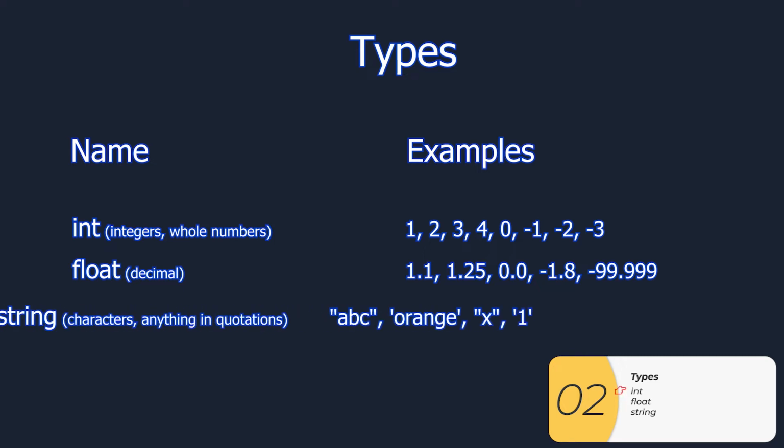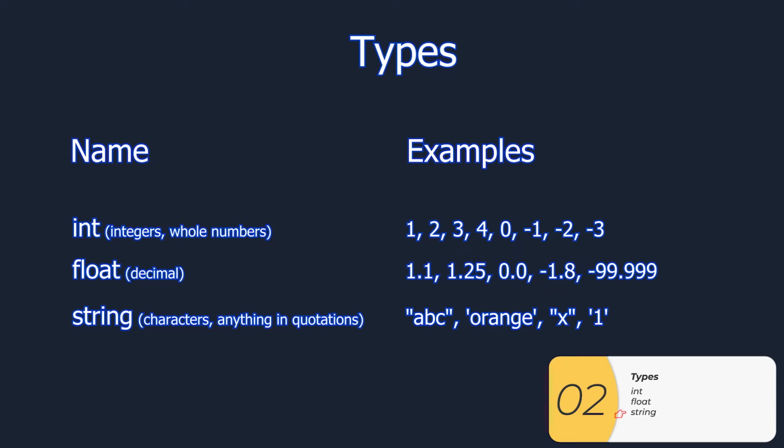And the last one we're gonna go over for now is the string. So these are like characters. Really anything in quotation marks is a string. So ABC in quotation marks, that's a string. Orange in single quotations, that's a string. The tricky one is if the number one is in quotations, then that is also a string. So any number that's in a quotation is a string. I'll go over more types later, but that's it for now.